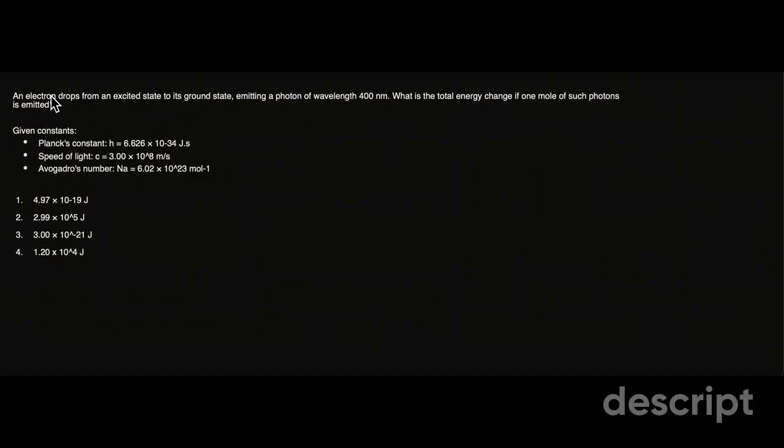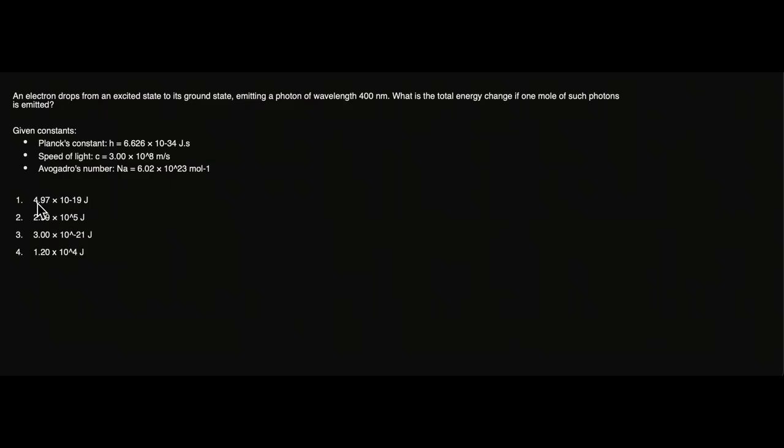Okay? So here it says, what is the total energy change if 1 mole of such photons is emitted? So 1 mole of such photons, and we know that 1 mole of anything can be a very large number, because if you want to find 1 mole of anything, you need to multiply that by the Avogadro's number, right? And Avogadro's number is a huge number, 6 multiplied by 10 to the power of 23. That's a huge number.